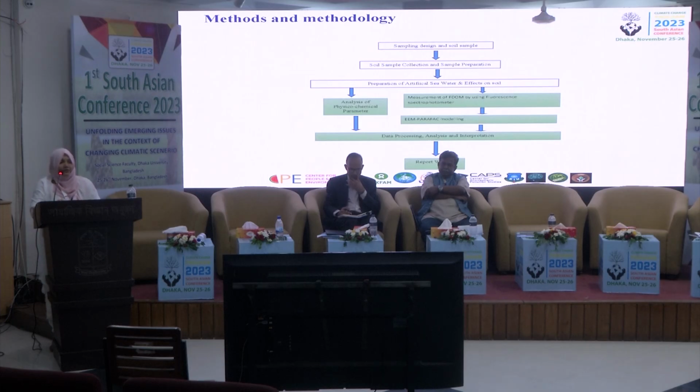Here are my methods and methodology. Firstly, we collected the soil and prepared the soil samples. Then we made artificial seawater by following a formula published in a popular journal. The salts we used in our artificial saline water are sodium chloride, magnesium chloride, sodium sulfate, calcium chloride, potassium chloride, sodium bicarbonate, and sodium metasilicate. It contains 41.9% salt, assuming the density of water is 1 gram per milliliter.